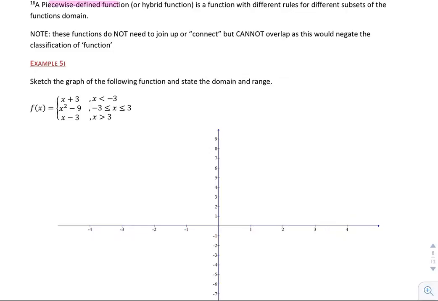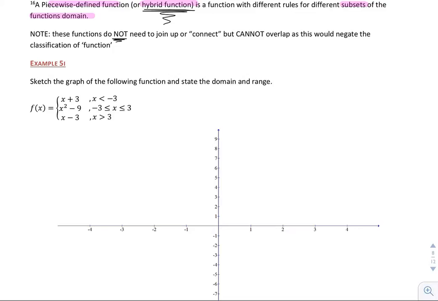A piecewise defined function, or a hybrid function, which is what we would commonly refer to it in class, is a function with a different rule for different subsets of the function's domain. So what we're saying is that you can have different equations, all represented using one function, just with smaller domains.